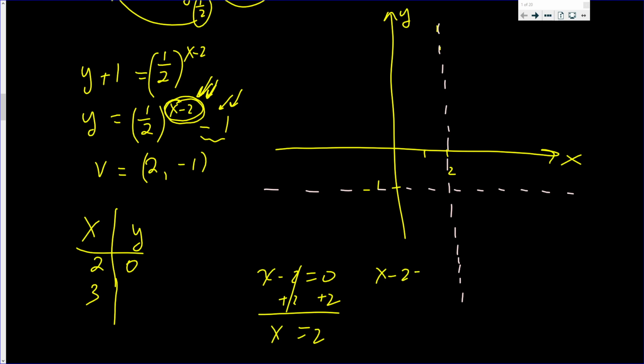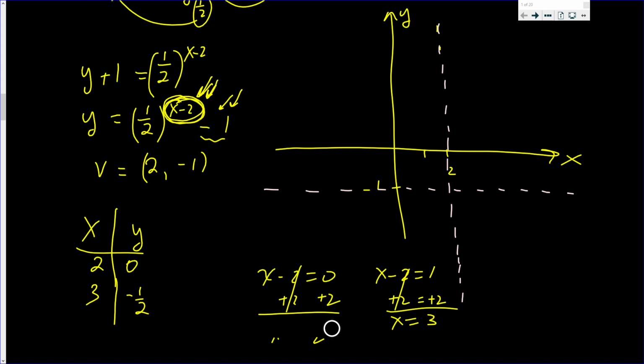When is x minus 2 equal to 1? You really should know that 3 minus 2 is 1. But if you add 2 to both sides, you'll discover that that happens when x is 3. When x is 3, the power is 1. Half to the 1 is a half, minus 1 is -1/2.